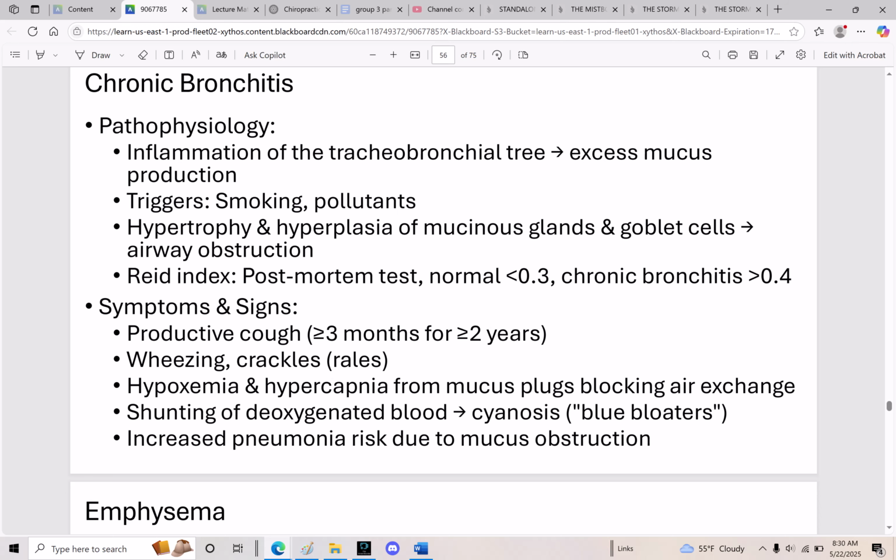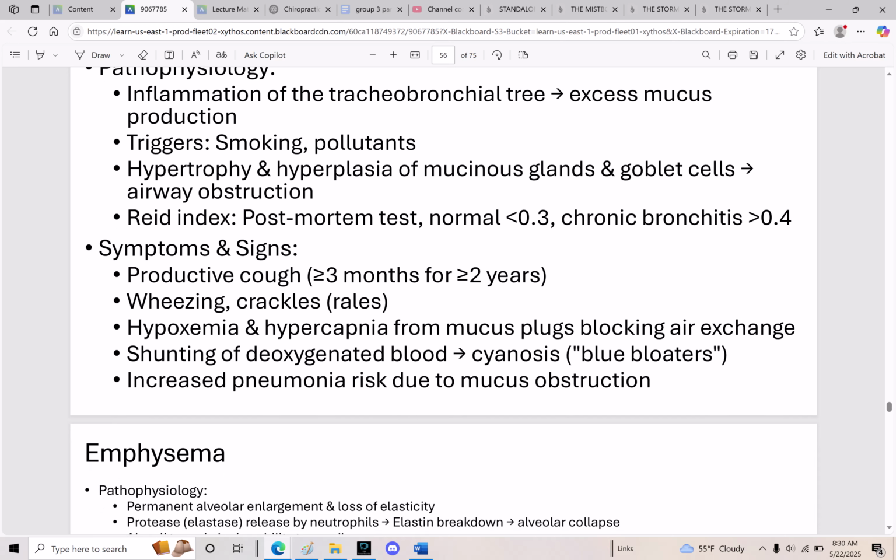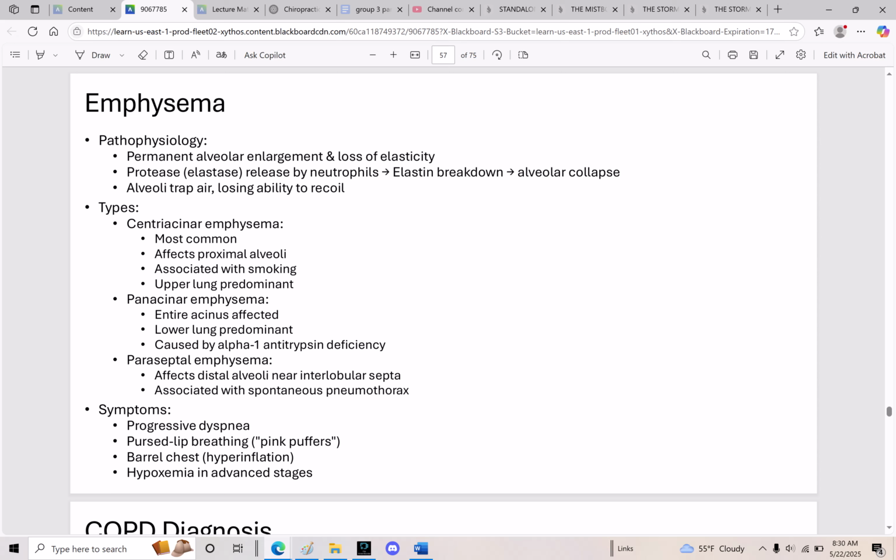So chronic bronchitis, any questions? Remember, chronic bronchitis is a clinical diagnosis based on the clinical picture. A patient that comes to the clinic having productive cough for 3 months, for 2 consecutive years, that's chronic bronchitis. Emphysema is a totally different animal, where you have a destruction of the septa, right?